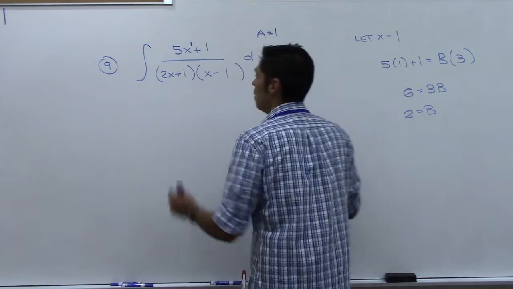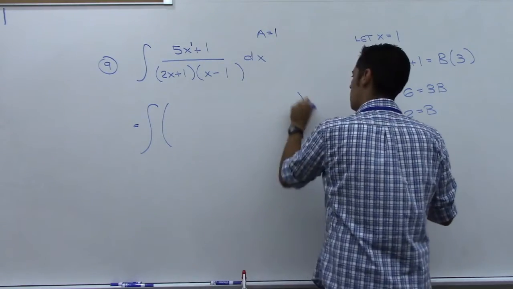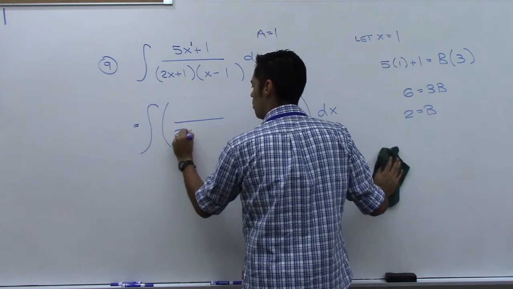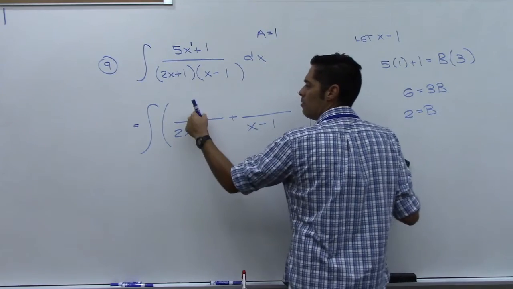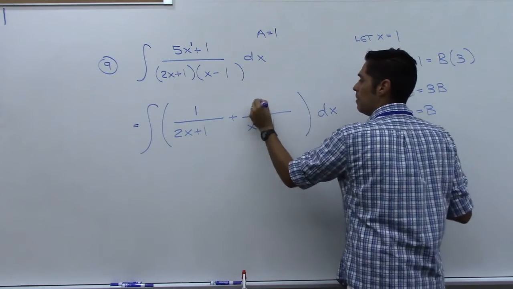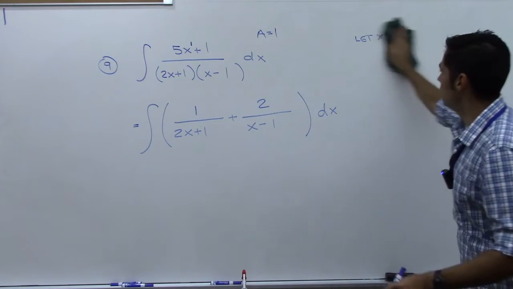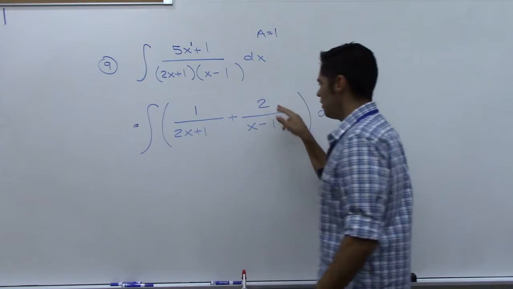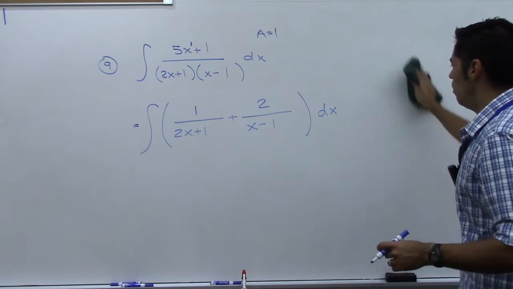So we know that this integral equals the integral of two things. We had 2x plus 1 here, plus over here x minus 1. A was on top of this one, and a was 1. B was on top of this one, and b was 2. And that is ready to go, because what I have now is a constant over a linear expression, a constant over a linear expression, addition between them. I can integrate each one by one.